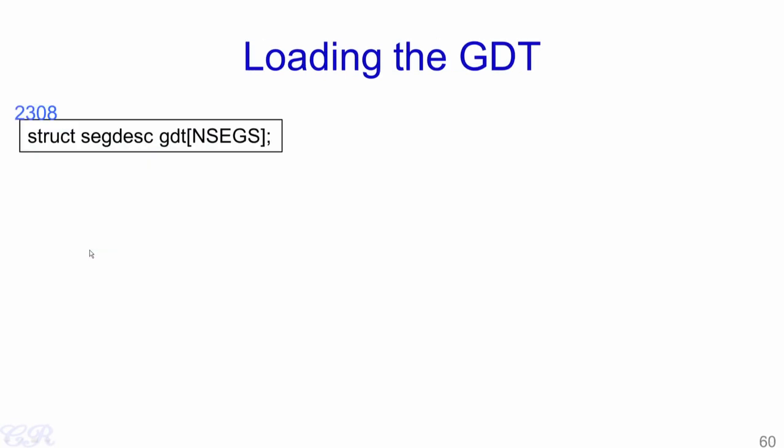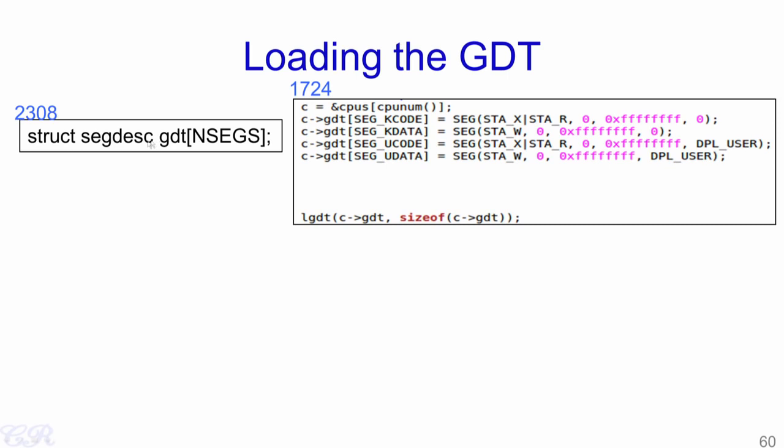So, when it comes to segmentation, it is required to have a GDT which is present in memory. So, this particular declaration, which is struct segdesc gdt, which takes the number of segments, is an array comprising the GDT. If you look up line number 2308 of the kernel code, you will see this declaration. So, this array is used to store the GDT table. This array is filled by these codes.